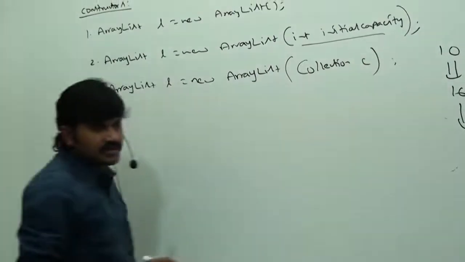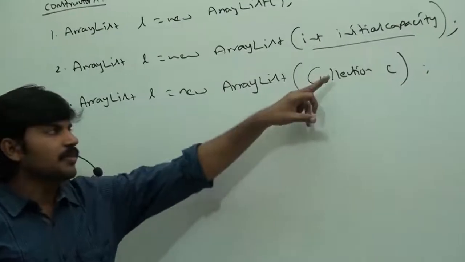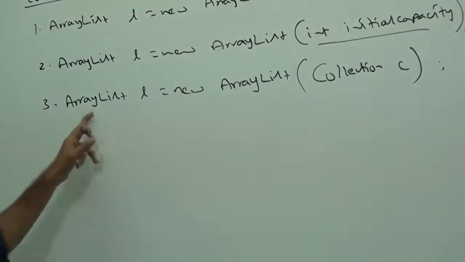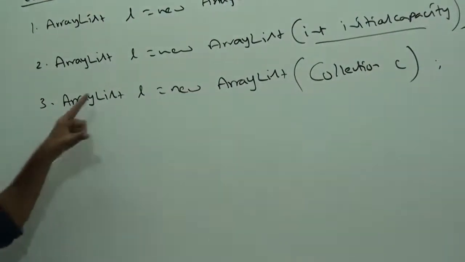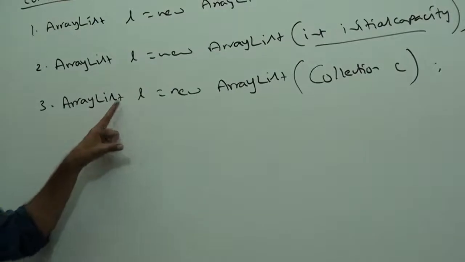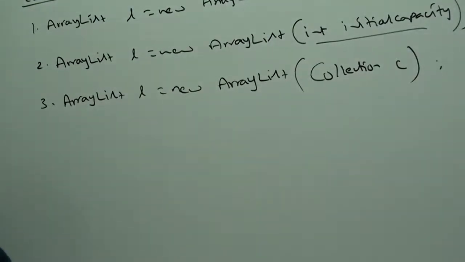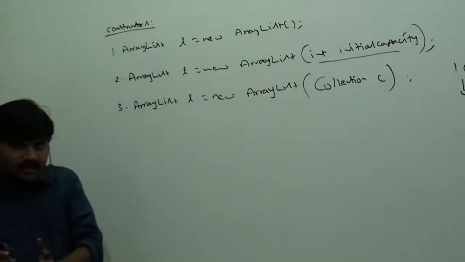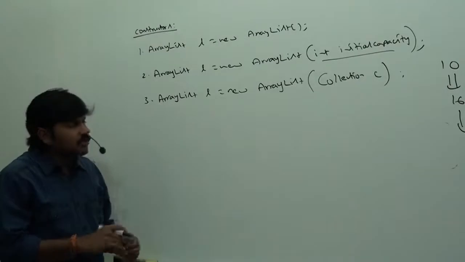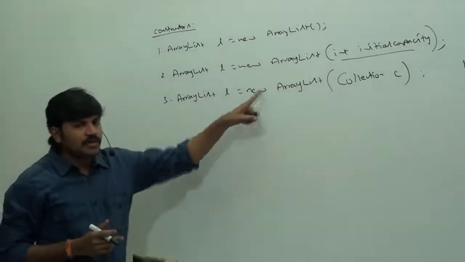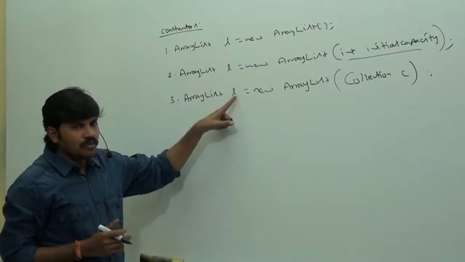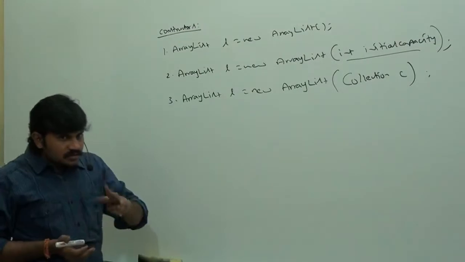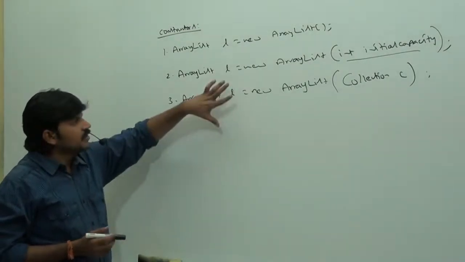Collection C is for any collection object. It may be linked list, it may be vector, or it may be stack. For any collection object, if you want to create an equivalent ArrayList object, then we should go for this constructor. But make sure this type of constructor is meant for interconversion between collection objects: linked list to array list, or vector to array list, or tree set to array list. Are you getting it? So total how many constructors are there in the ArrayList? Three important constructors. That's all.